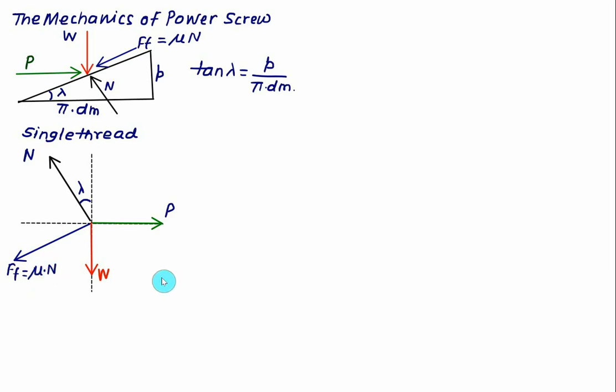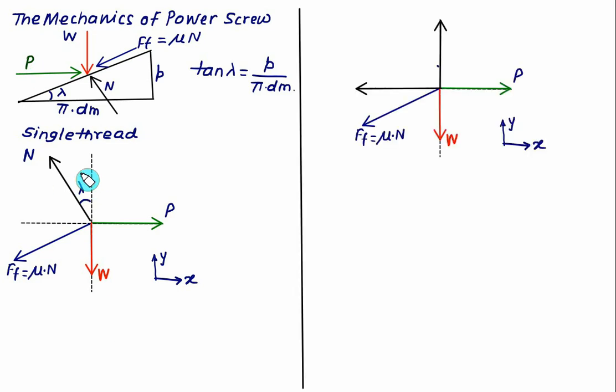So this one is our standard x-axis, and this one is the standard y-axis. We'll resolve the forces along x and y, and take the sum along x and y equal to 0, and we'll develop the equation for the external force P to raise the load W. The vertical component here will be the cos component, so the vertical component is N into cos of lambda, and the horizontal component will be sine, so this horizontal component is N sine of lambda.